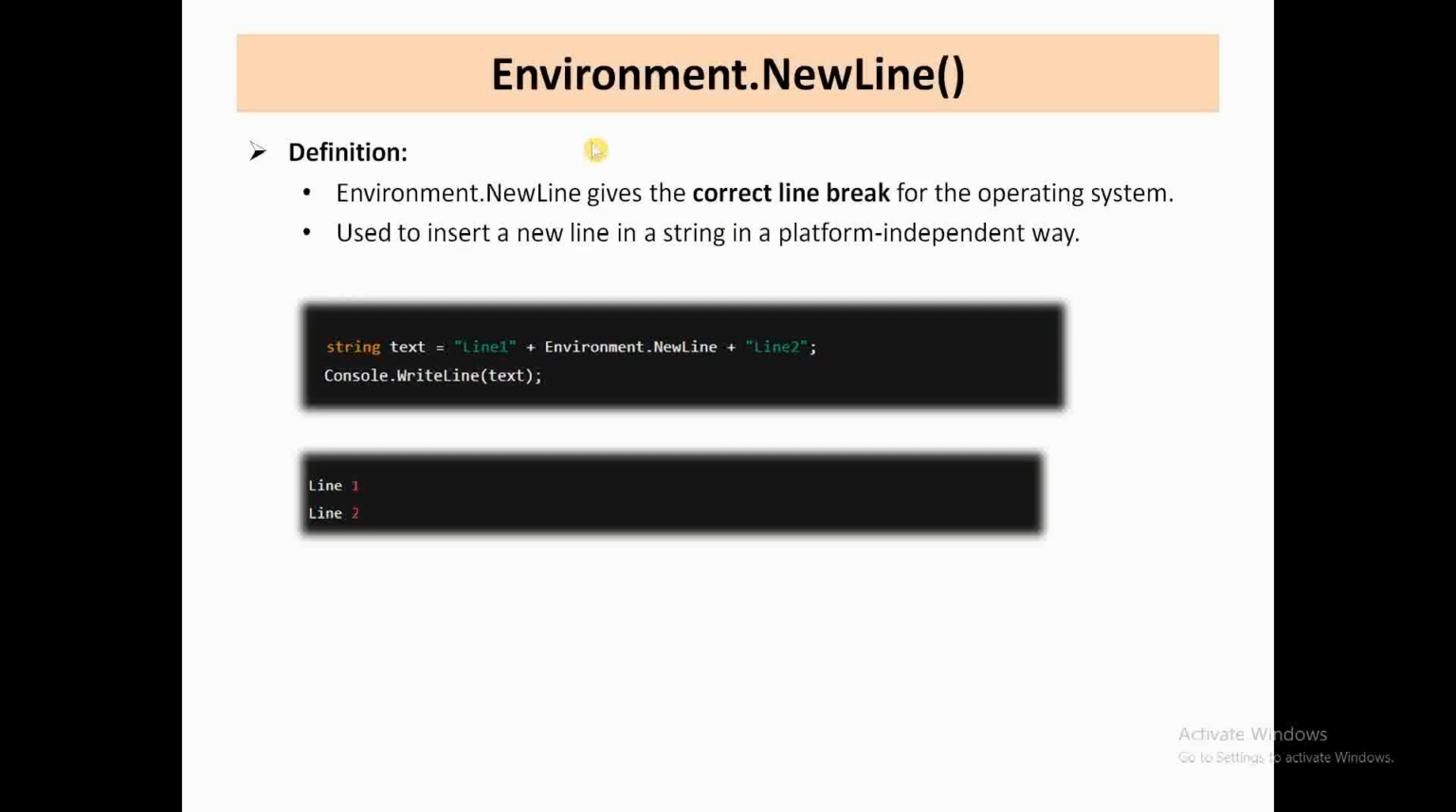Next one we have Environment.NewLine. This is a property we mostly use. Its definition is: Environment.NewLine gives the correct line break for the operating system, used to insert a new line in a string in a platform independent way. Suppose we have two strings and we want to put the first string into the first line and the second string into the second line. For this we have the property Environment.NewLine which we can use, and it will then put the line 2 string into the second line.